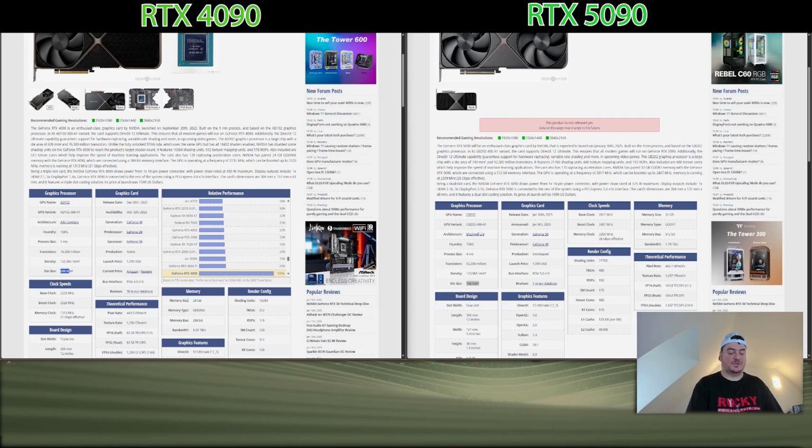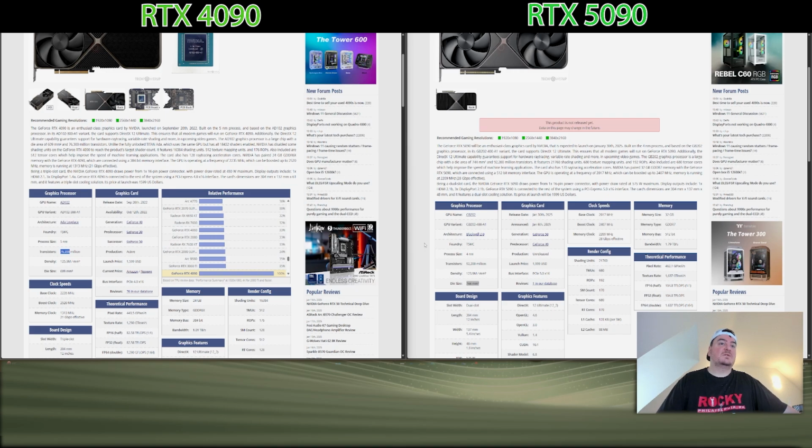Let me do some quick math here. You've got a 22% bigger die, with similar density, slightly lower on the 5090. Transistor wise, 92 billion versus 76 billion. Again, for me, this is a good indication as well. 92 divided by 76, and you've got 21% more transistors. So these are the raw numbers that you're looking at.